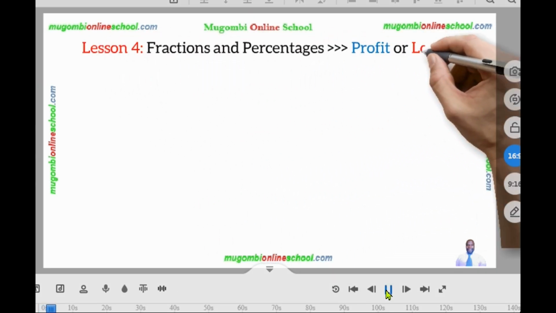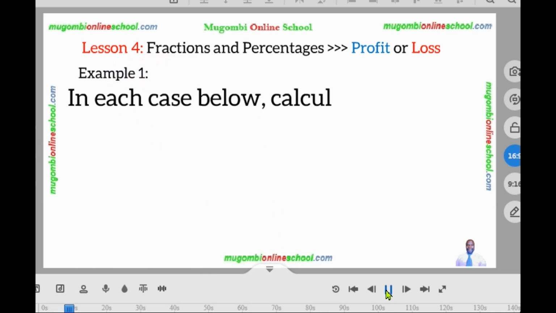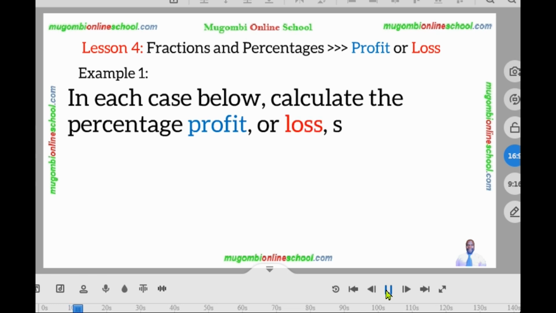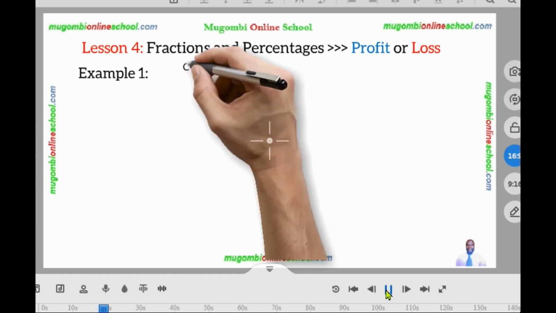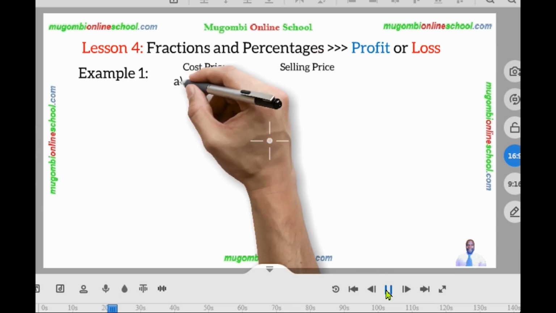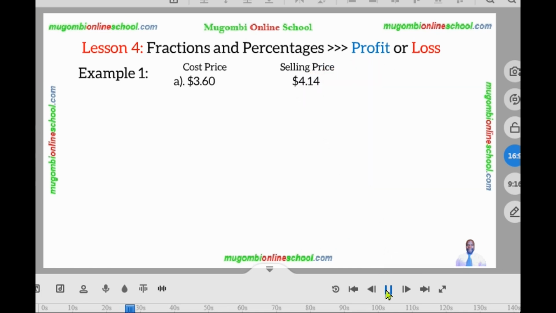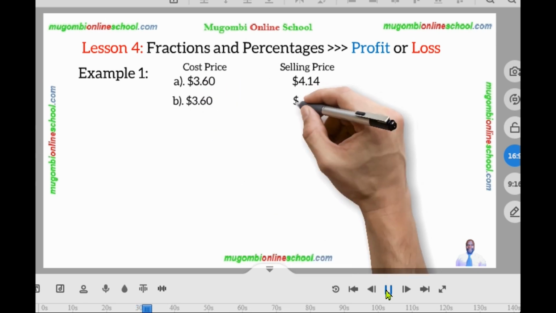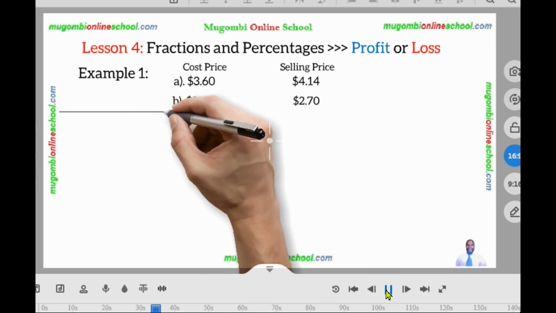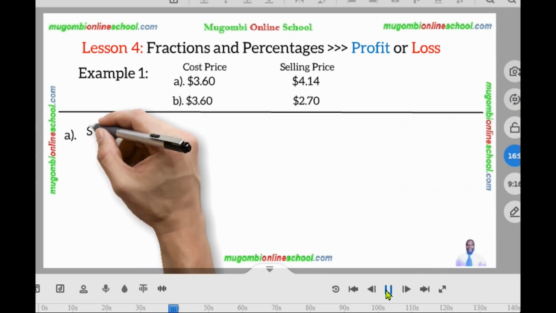Today we are going to cover lesson number 4 on profit and loss under fractions and percentages. Example 1. In each case below, calculate the percentage profit or loss, stating clearly whether it is a profit or a loss. Alright. Let us look at this example 1. We have got cost price and selling price. On part A, cost price $3.60 and $4.14 on selling price. Part B, $3.60 on cost and $2.70 on selling price. So we are going to first answer part A.